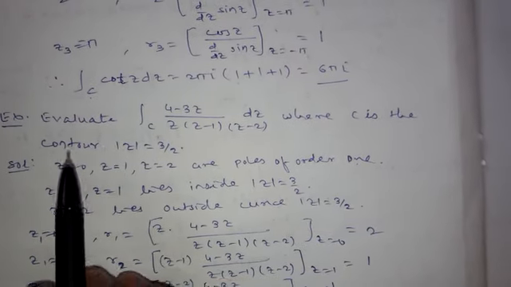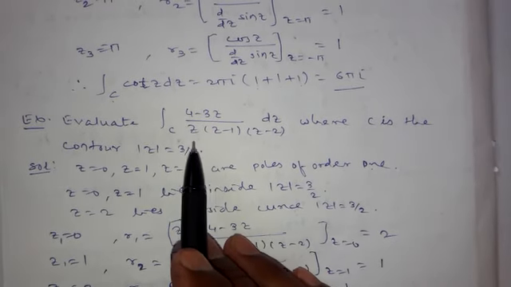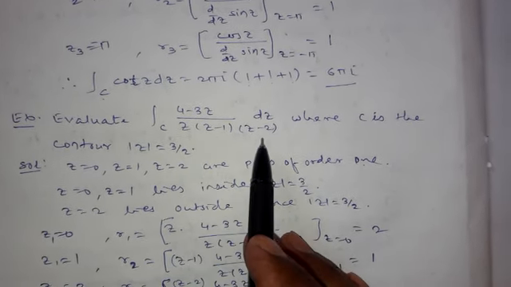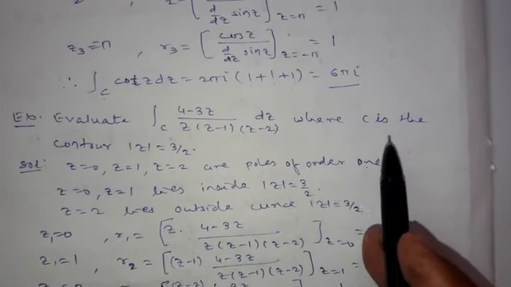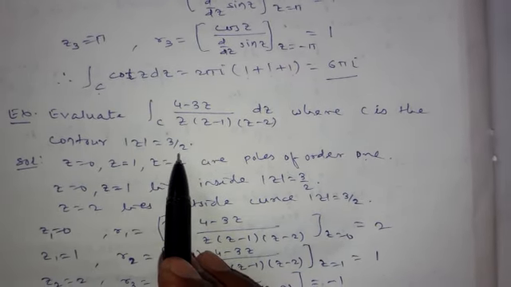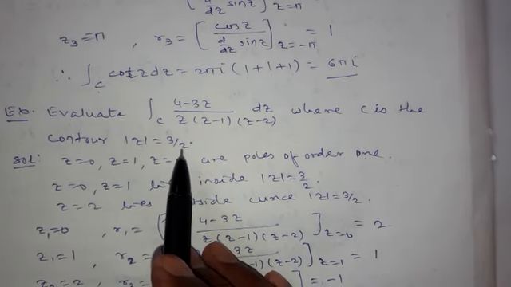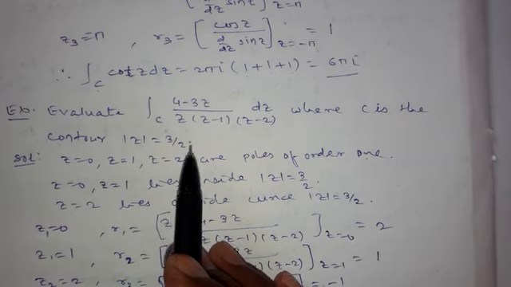Let us take one more example to understand the concept. Evaluate the integral over C of (4 minus 3z) upon z, (z minus 1), (z minus 2) dz, where C is the contour mod z equal to 3 by 2. So one contour is there, mod z equal to 3 by 2, so it is 1.5.